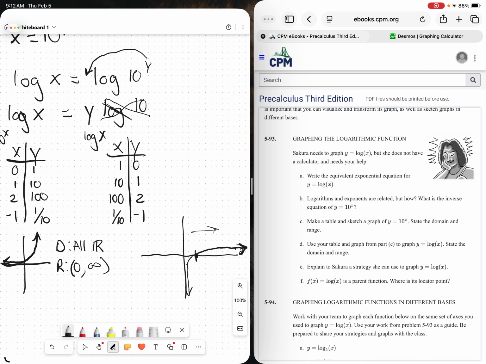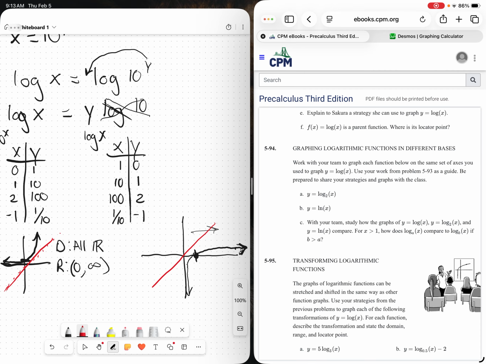Okay, so now we can explain what the graph looks like. We can explain where that locator point is at 1, 0, just like in exponentials it's at 0, 1. And we can see that an inverse graph is flipped about the line y equals x. So if I flip that graph over, we can see that they're inverses.